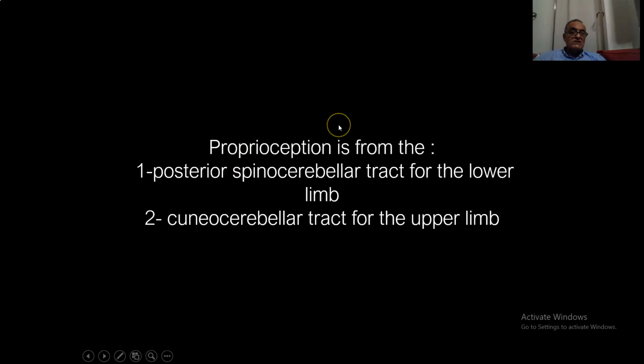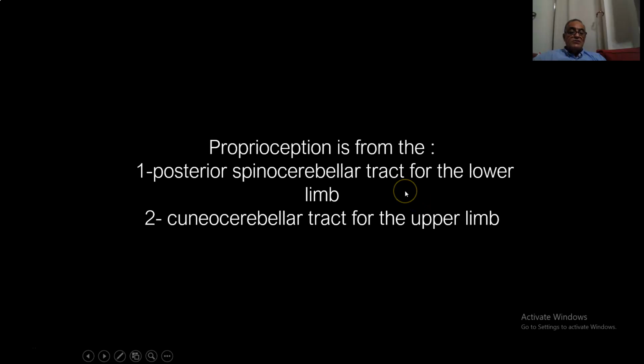For proprioception, we will discuss the afferents from the medulla, as we said. From where is the proprioception coming? Proprioception means the deep sensation, the sense of position, the sense of passive movement, the muscle sense, and the joint sense. This is very important. The posterior spinocerebellar tract, a very well-developed tract, takes the deep sensation from the lower limb to the cerebellum, and the cuneocerebellar tract from the upper limb to the cerebellum.